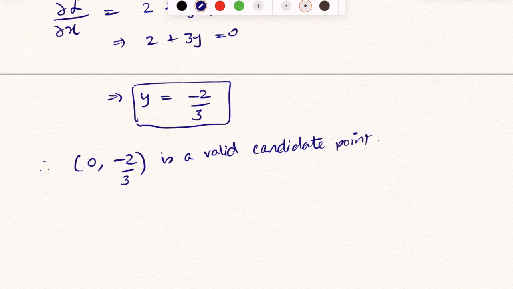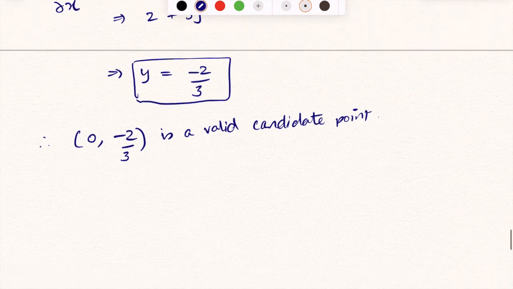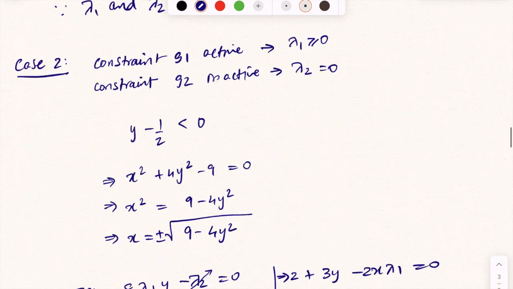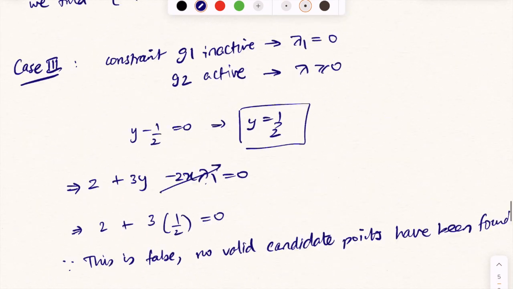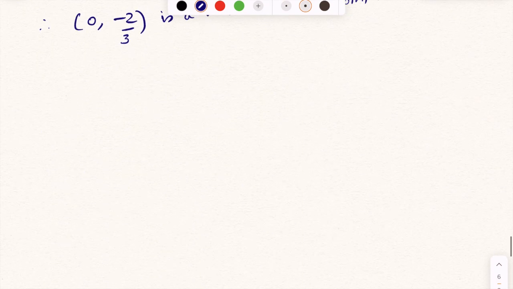And so kind of listing it out again, that's part D, I think. Let's see. These 4 cases were part C, right? So listing our valid candidate points.